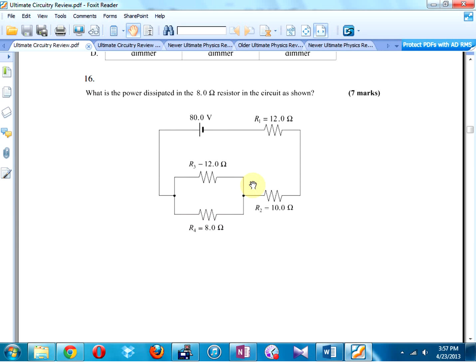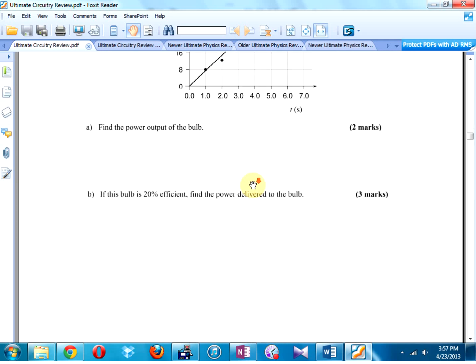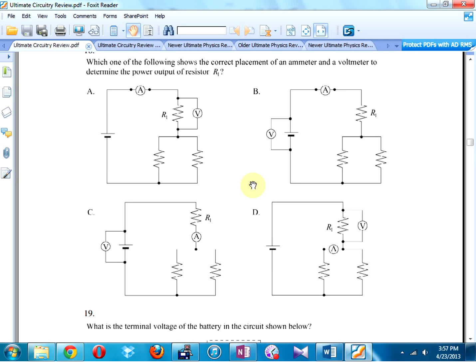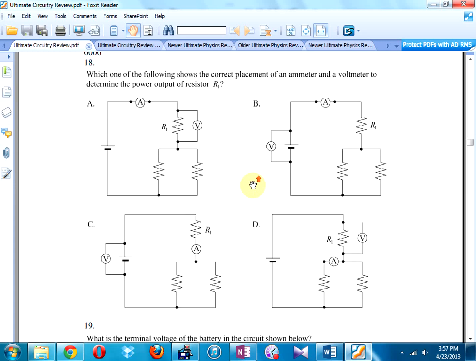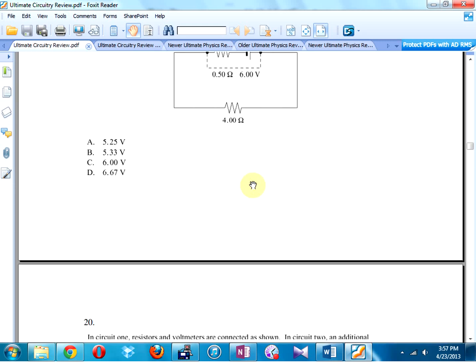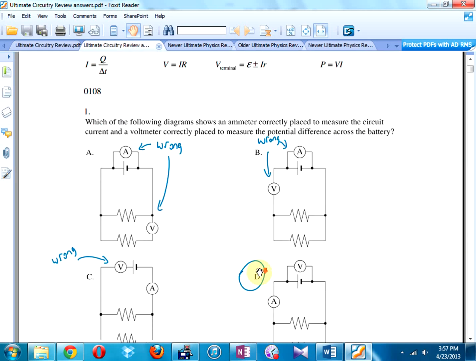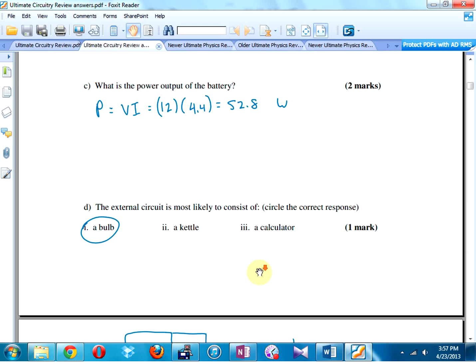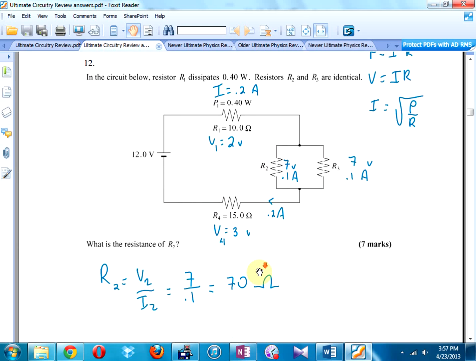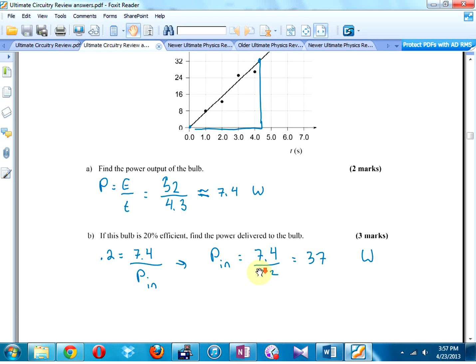Yeah, 16 is fine. Sure, 18. I think 19 is the one that I hate. Let me just double check. And I want to talk about it so you don't freak.